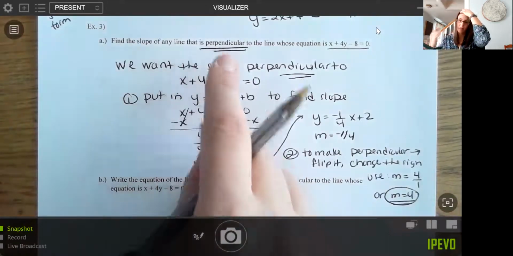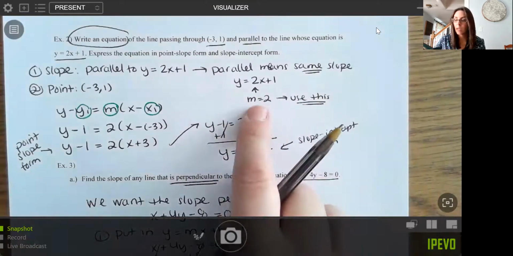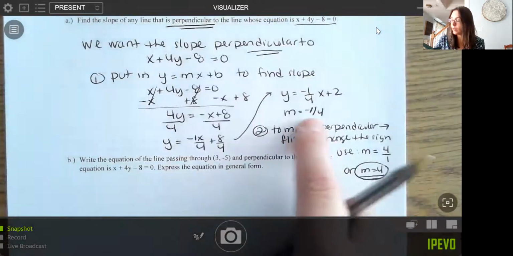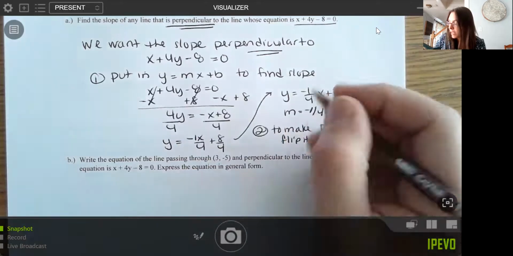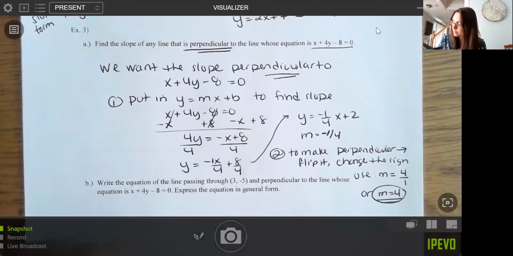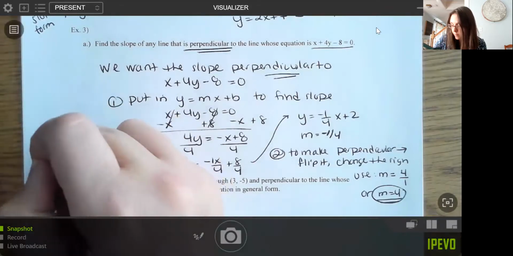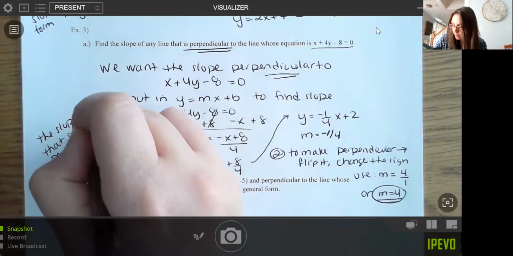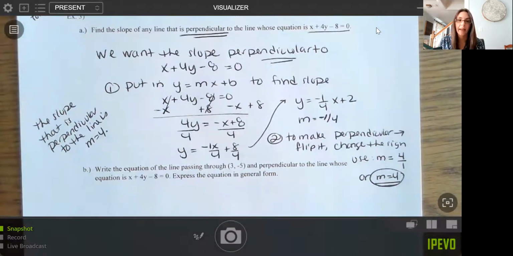So when I have a question about parallel and perpendicular, the first thing you're probably going to need to do is to find the slope of that given line and then see what you need. If it's parallel, then you're just using that same slope. If it's perpendicular, though, you're going to take that slope and you're going to make those 2 changes. You're going to flip it. So here 1/4 becomes 4/1, and you're going to change the sign. That negative becomes positive. So the slope that is perpendicular is 4. Okay, so that's going to be our answer for part A.